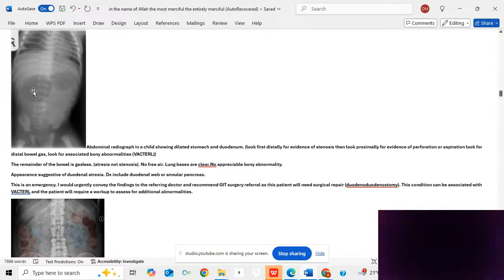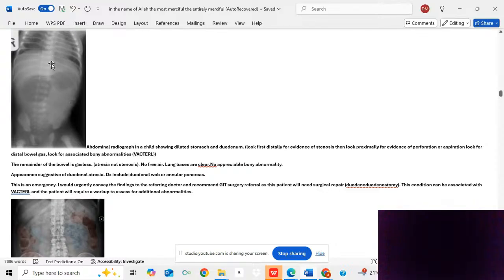You need to look proximally for evidence of perforated viscus, if there is any air within the peritoneum, free air within the peritoneum, especially around the liver, below the diaphragm. And after that, you need also to look proximally for evidence of aspiration pneumonia because of the obstruction here. Aspiration pneumonia, okay?